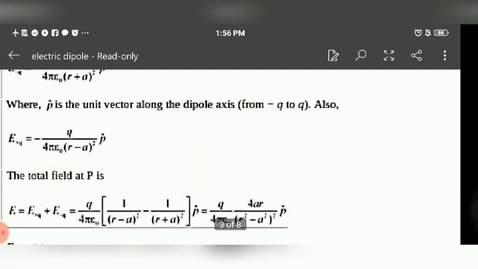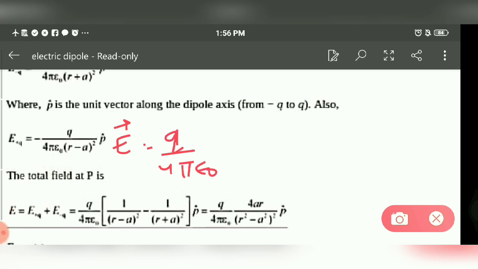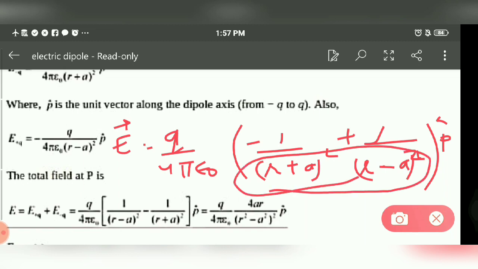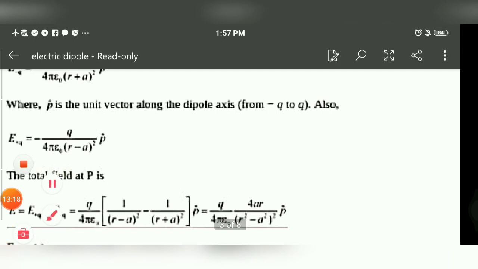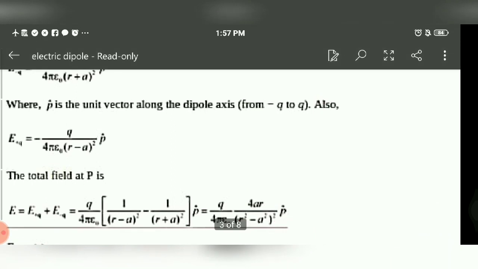So we are going to take common the things which are actually common. So E total equals 1 by 4 pi epsilon naught, Q common, and inside we are left with minus of 1 by (R plus A) whole square plus 1 by (R minus A) whole square into P cap. If we solve this, then by solving this step you will directly move to Q by 4 pi epsilon naught, 4AR upon (R square minus A square) whole square P cap. This is the step after solving, that's just a mathematical step.